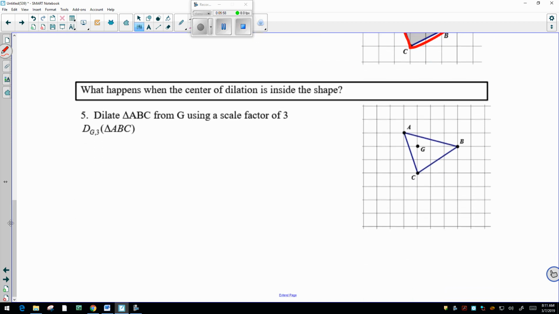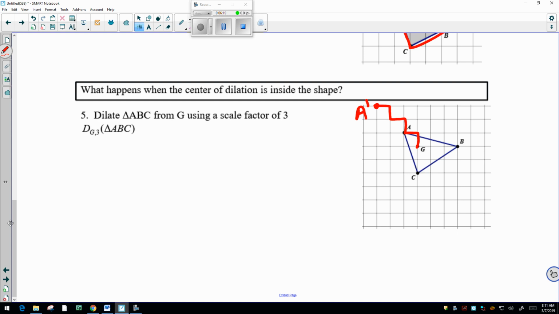Okay, what if it's inside the shape? Same thing. You're going to count using slope starting from the center, count to the point, and repeat it for the number of times your scale factor tells you to, in this case 3. So if we start at A, I have a slope that goes up 1, back 1, that's 1. I have to do that 3 times. Up 1, back 1, that's 2. Up 1, back 1, that's 3.